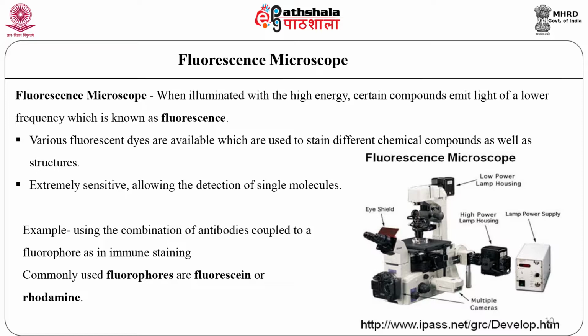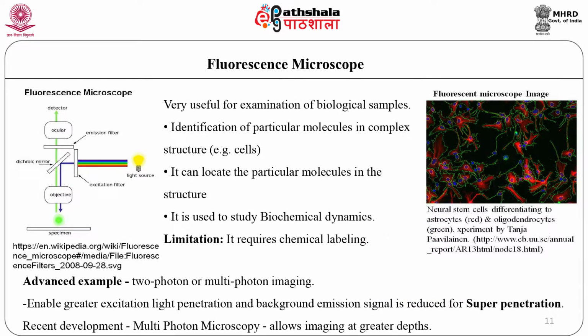We can also combine antibodies with fluorophores in immunostaining techniques. During this technique, commonly used fluorophores are fluorescein or rhodamine. For this purpose, the antibodies can be tailor-made or specific chemical compounds can be synthesized. This technique is very useful for examination of biological samples.